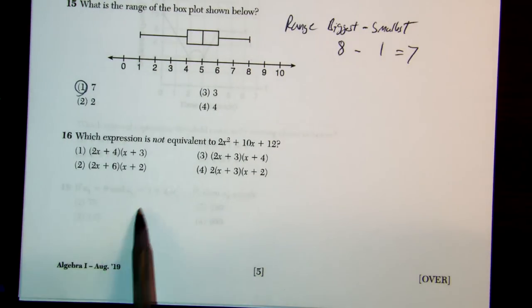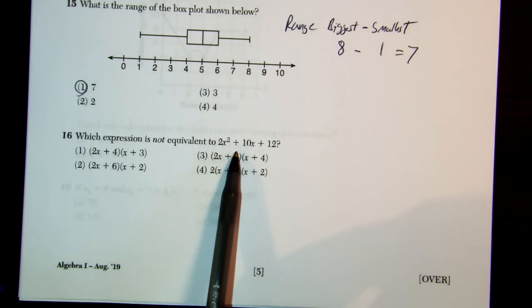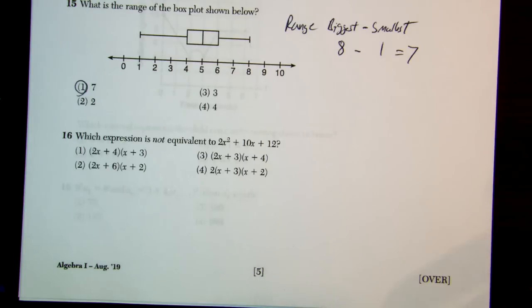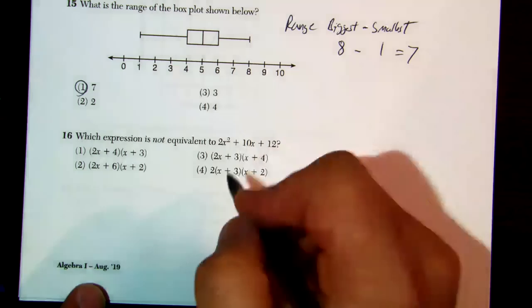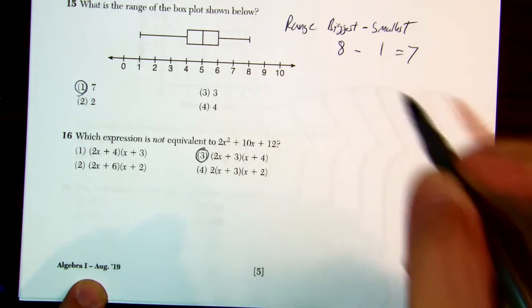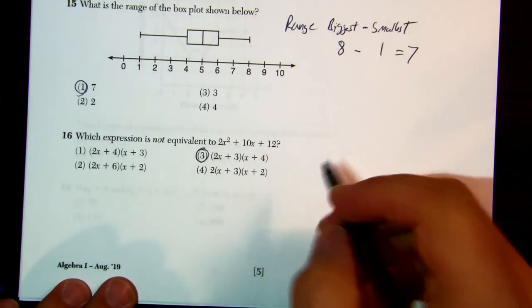16. Which expression is not equivalent to 2x squared plus 10x plus 12? Well, guys, again, you could FOIL it. Okay, FOIL each one or multiply each one to find out. So we're going to say it's going to be choice 3. I'm just going to show you why it's choice 3, which one is not equivalent.